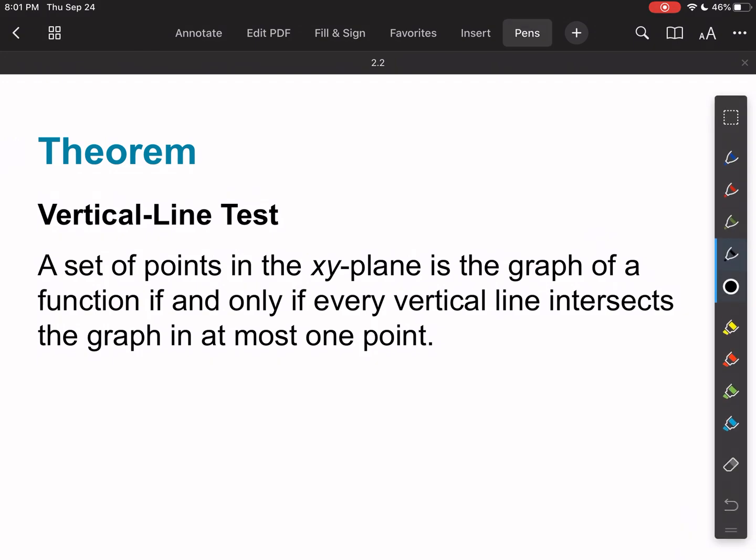If I have a picture to look at, maybe that's something like this. The vertical line test just says, okay, if I draw a vertical line, no matter where I draw a vertical line, okay, so maybe I'll draw one right here. If I draw a vertical line anywhere on the graph, it should only touch the graph in one place if the graph is a function. Okay, so this one would be a function.